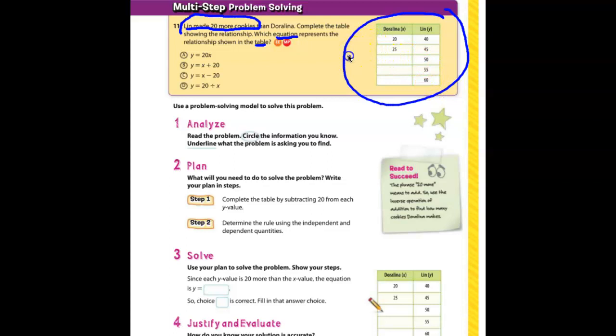If the rule is that we are adding 20 every time, then we're going to have to do the opposite. Tell me what is the opposite of adding 20 every time. Very good, subtracting 20. So now I'm going to think backwards. 50 minus 20 is going to be what number? Very good. That answer is 30. What is 55 minus 20? Answer that for me, please. That is going to be 35.